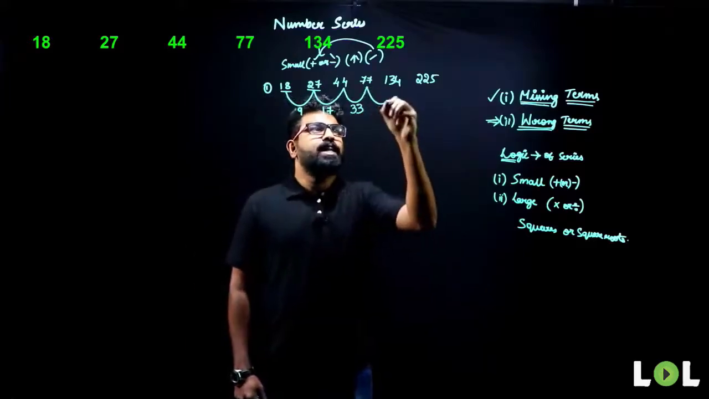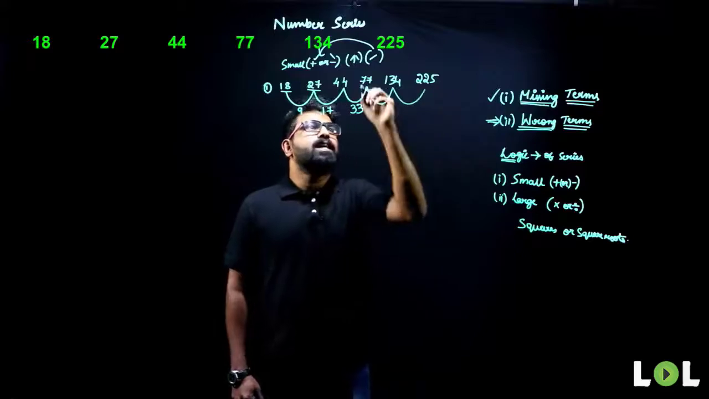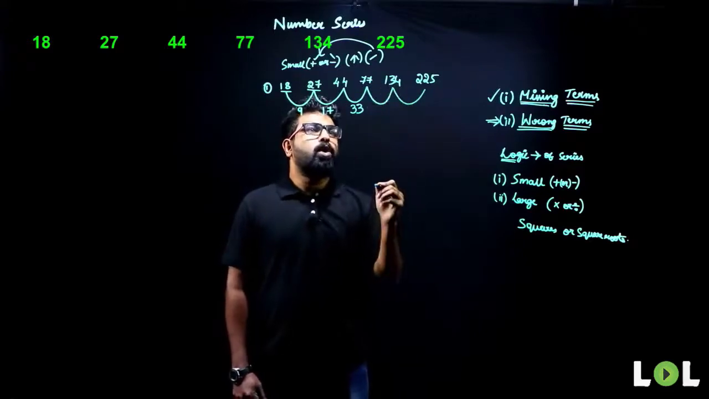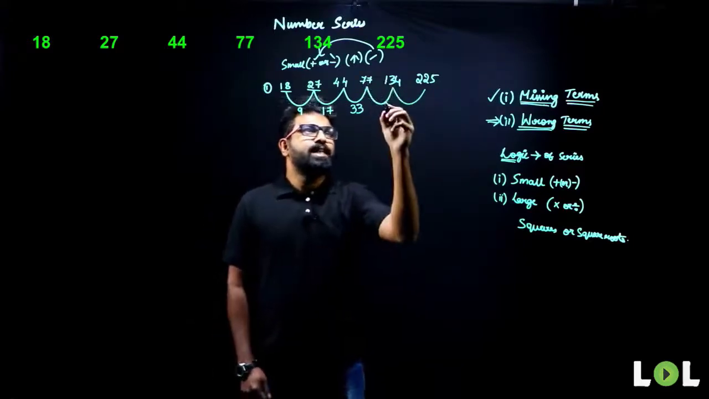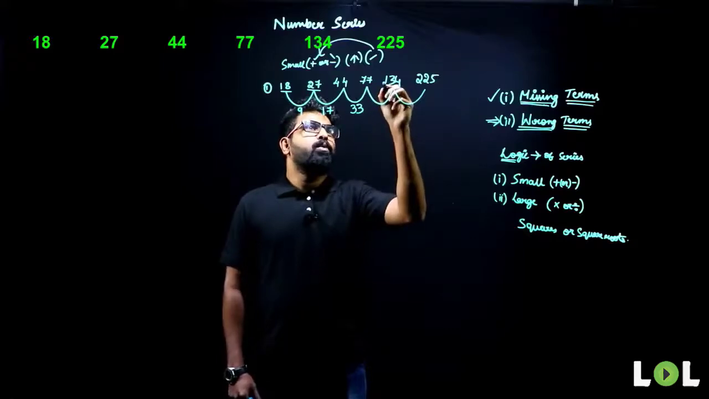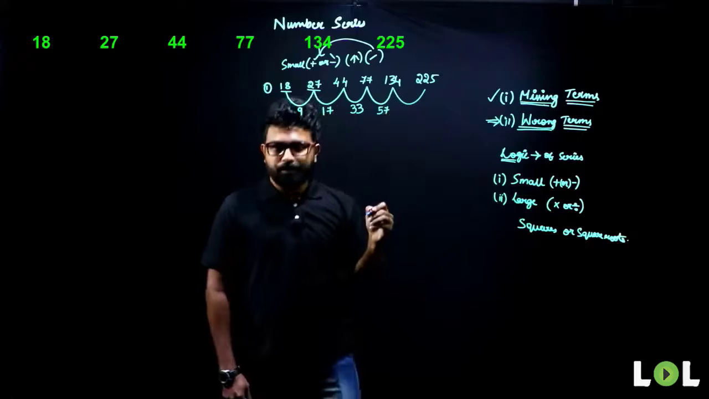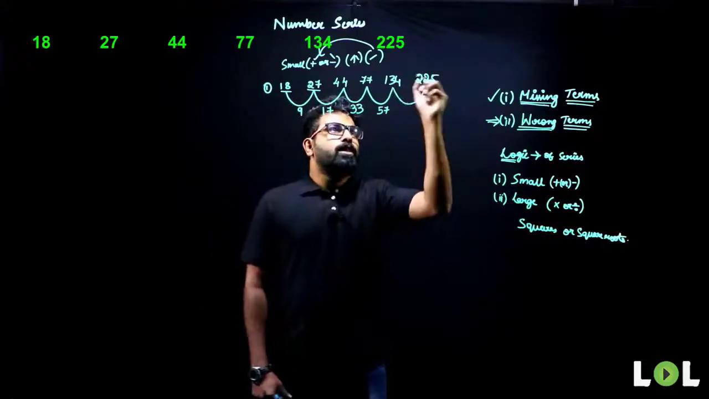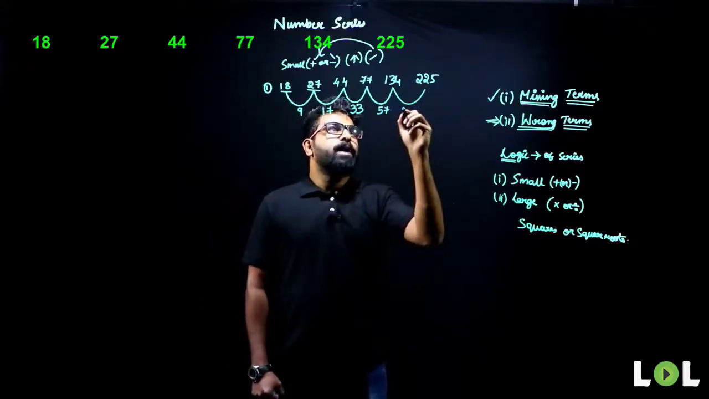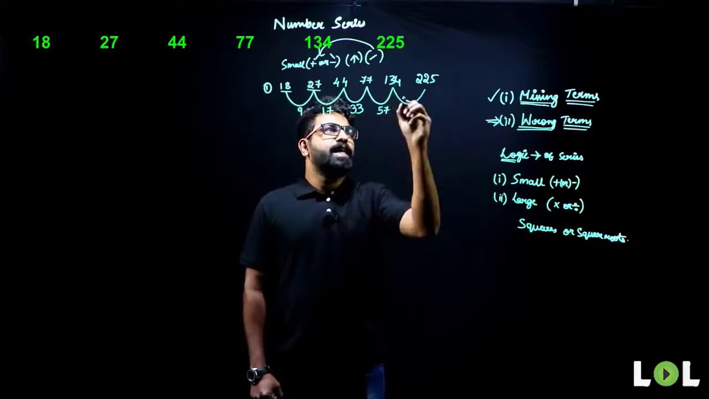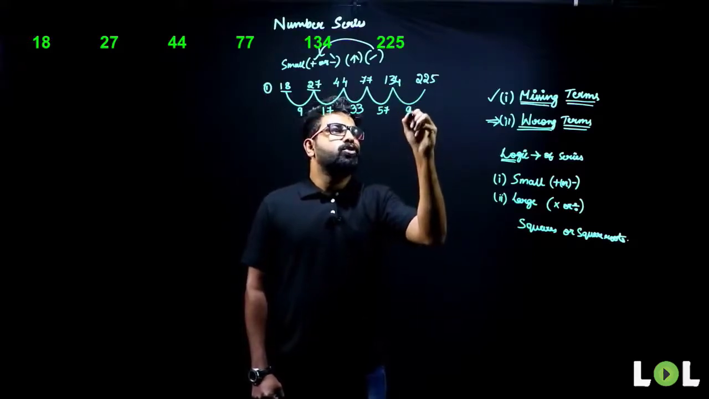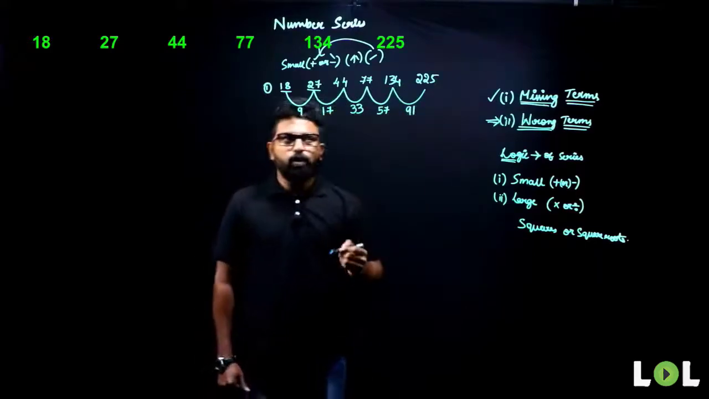Similarly, if I start taking the difference between the next two terms, I get 77 to 134. What will be the difference? 77 plus 60 gives me 137. 137 minus 3 gives me 134, so the difference is 57. So what about 134 to 225? 134 plus 90 gives me 224. So plus 91 gives me 225.